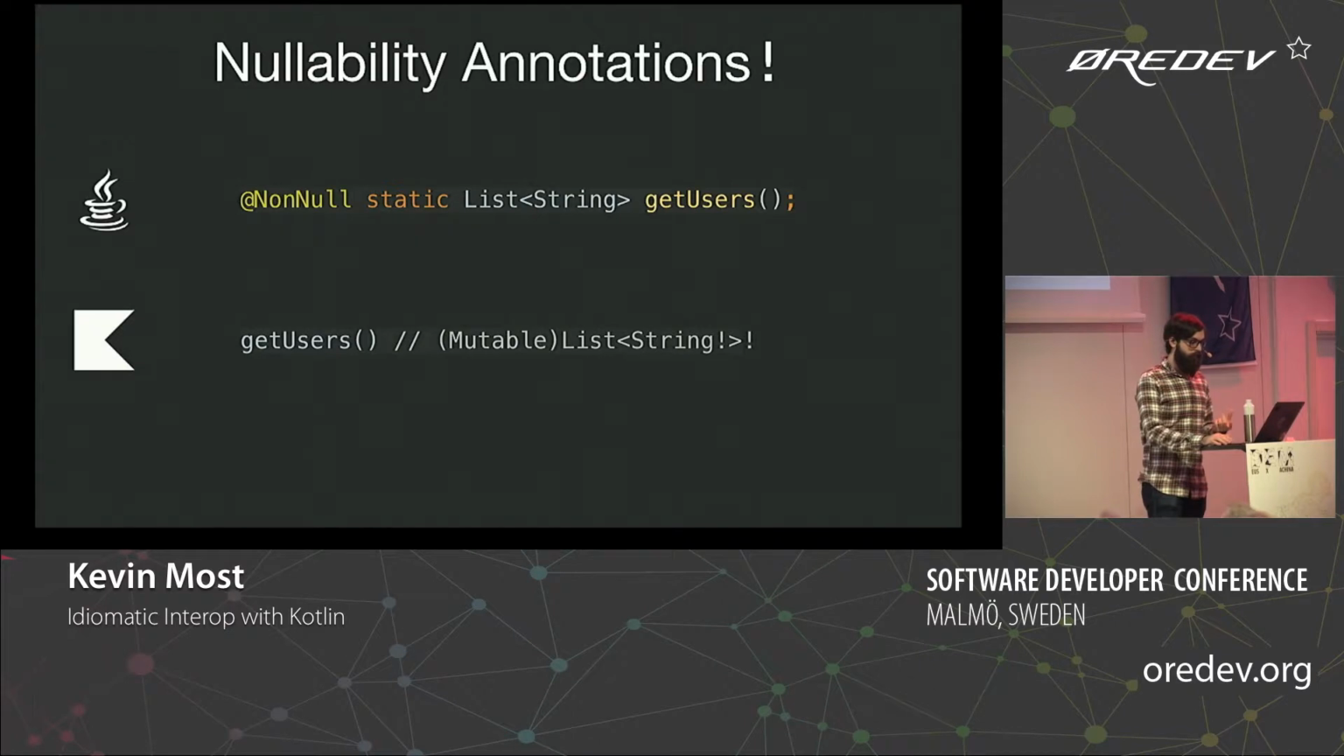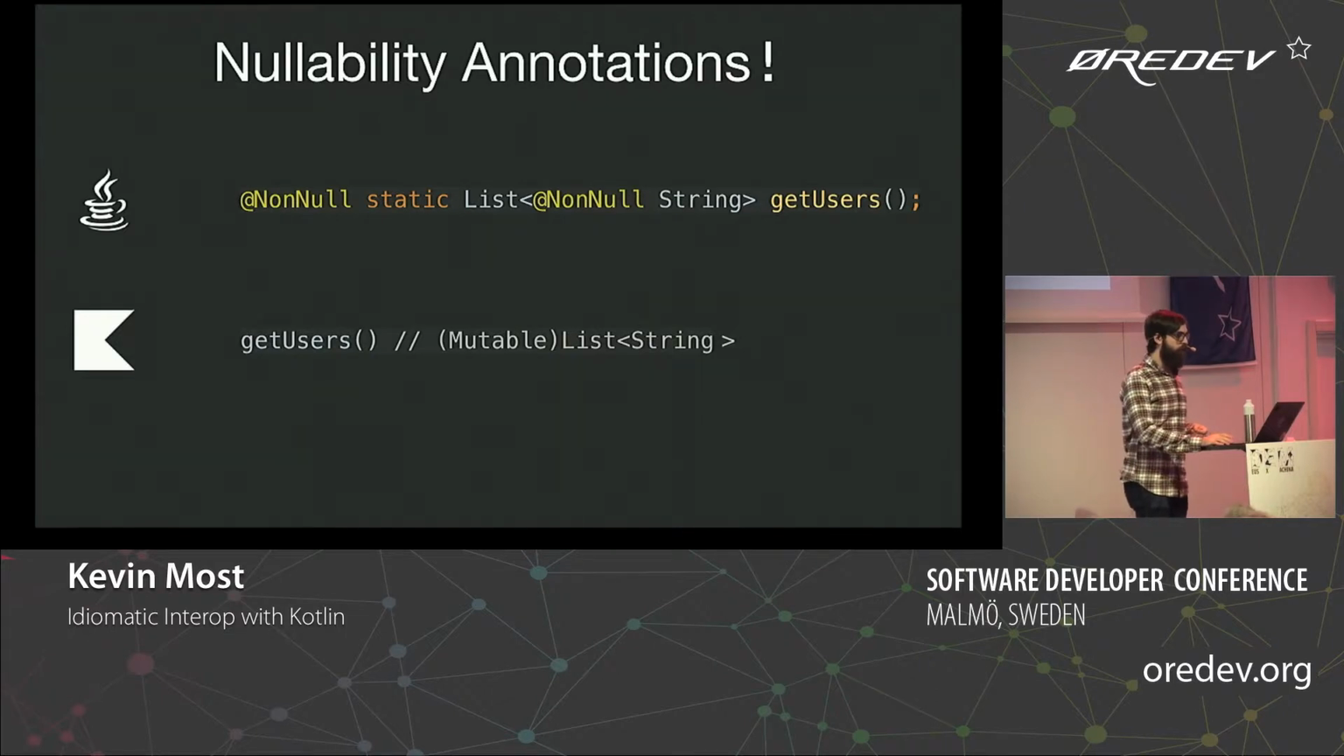So if you annotate it with NonNull, one of the nullabilities goes away, right? You know this list is going to be non-null. You can also annotate, as of Java 8, the type in the type parameter with NonNull, and that will also make the string nullability go away.